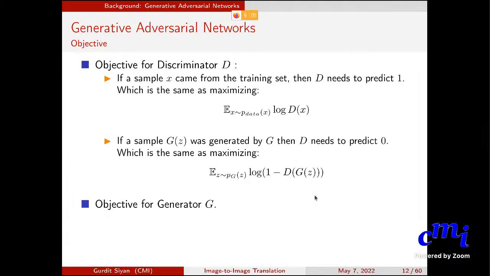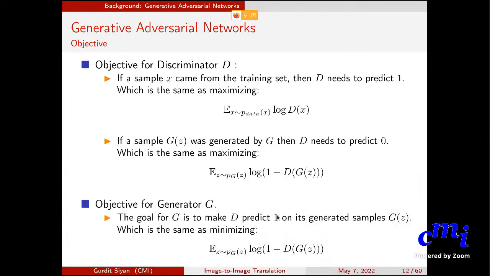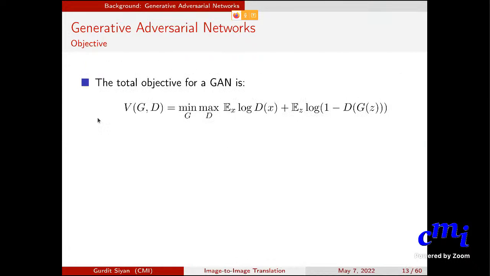But the objective for generator G is the opposite of D. It wants to fool D into thinking that the sample is an actual sample. So basically, G tries to minimize this same expectation. We can combine it all as one objective, with an expectation of log D of X and another on log 1 minus D(G(Z)), where the discriminator D tries to maximize this function and the generator G tries to minimize it. Note that the generator G doesn't have an effect on the first term. This is just a two-player minimax game.